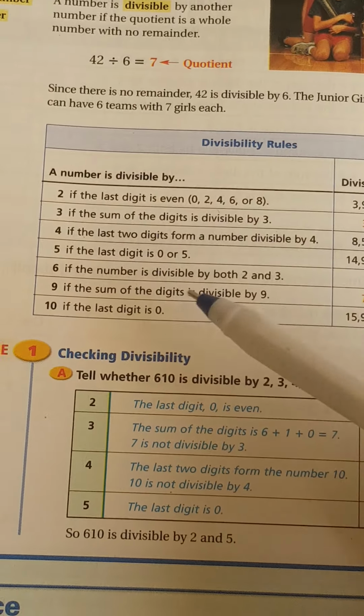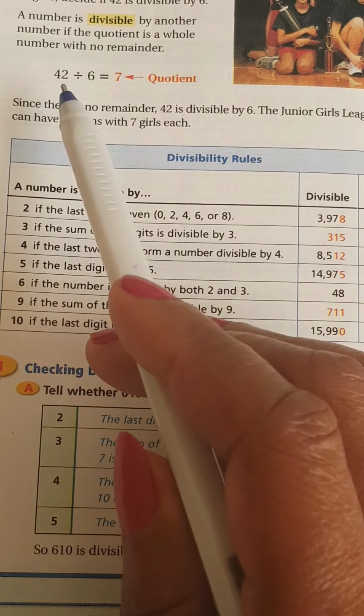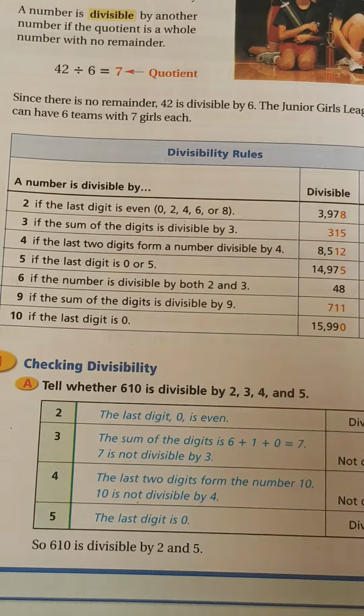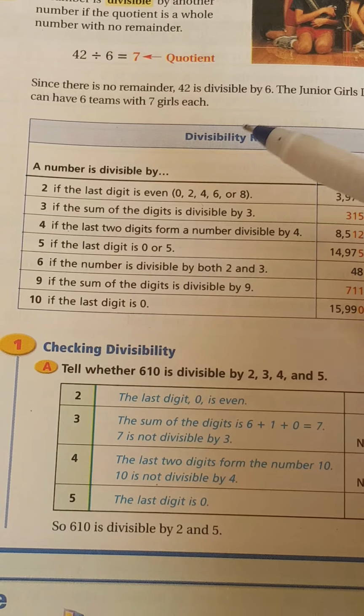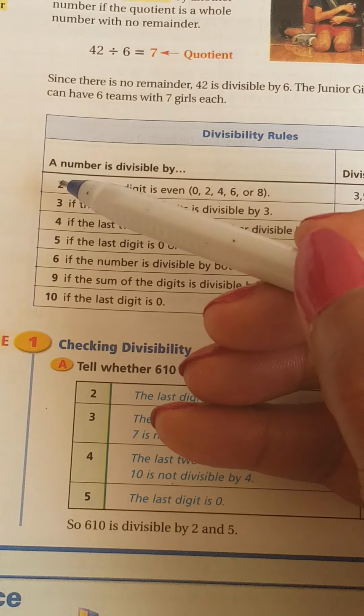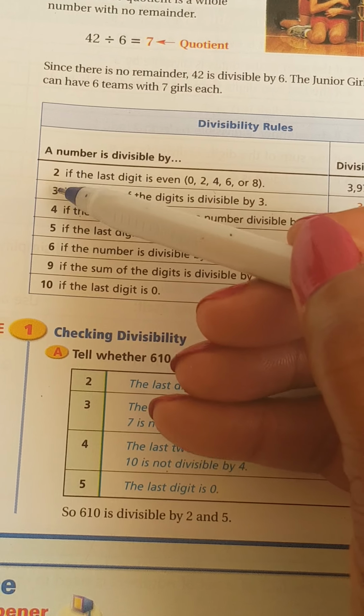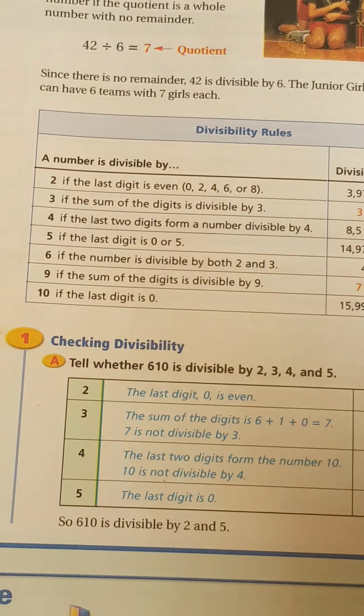So how do you know that 6 can divide 42 without remainder? There are basic rules. They call it divisibility rules. So these are the numbers that you are using to divide: 2, 3, 4, 5, 6, 9, and 10.